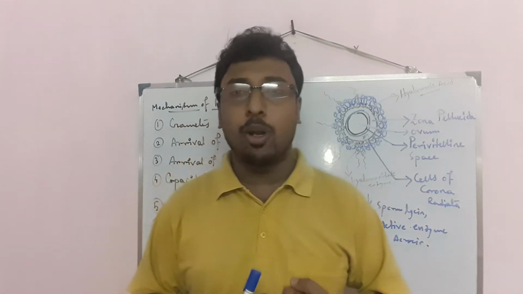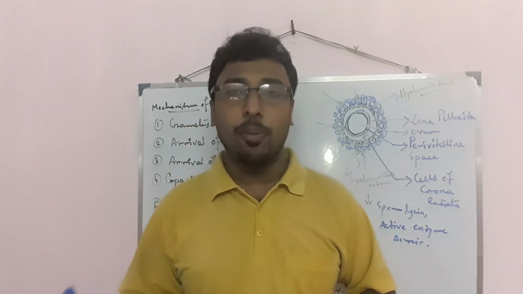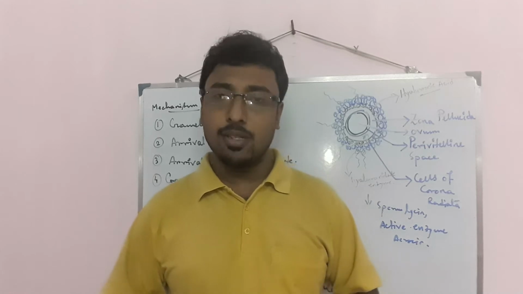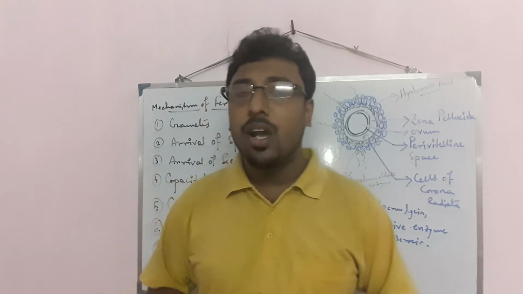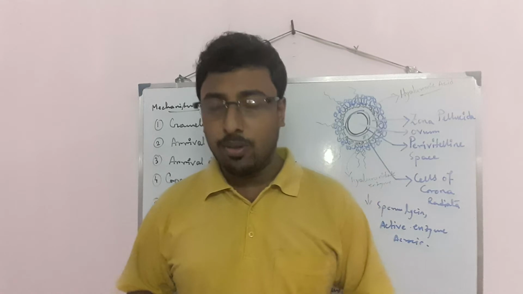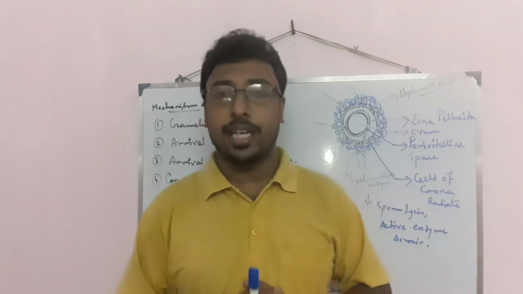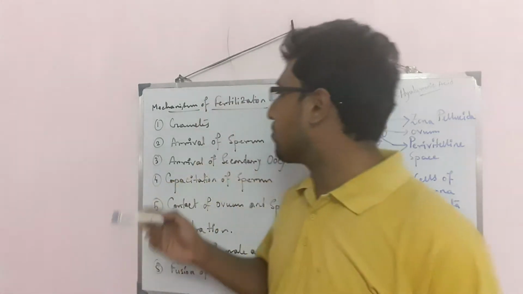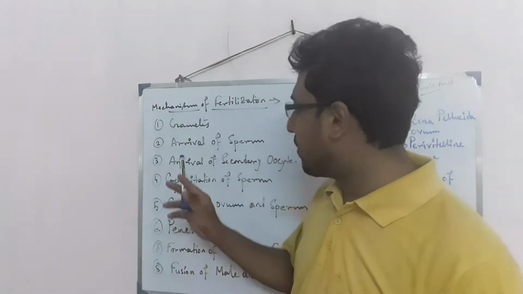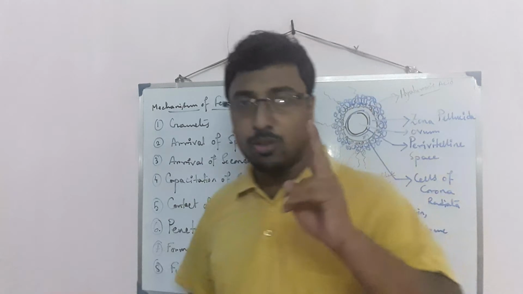From the male body, sperm will form, and that is the process of spermatogenesis. I already explained it in my last video. Similarly, in the last video I also explained the formation of ova, the formation of egg, that is oogenesis. So the number 1 process is gamete formation. Number 2 is arrival of sperm, which is very, very important.